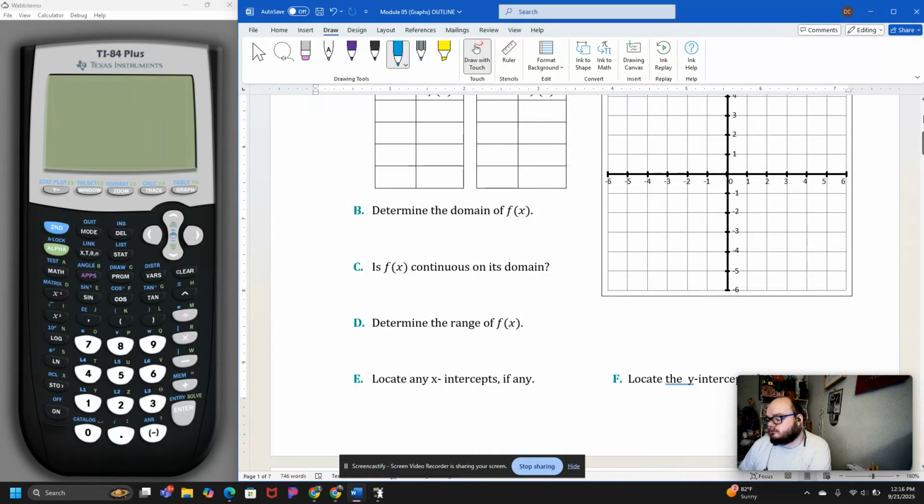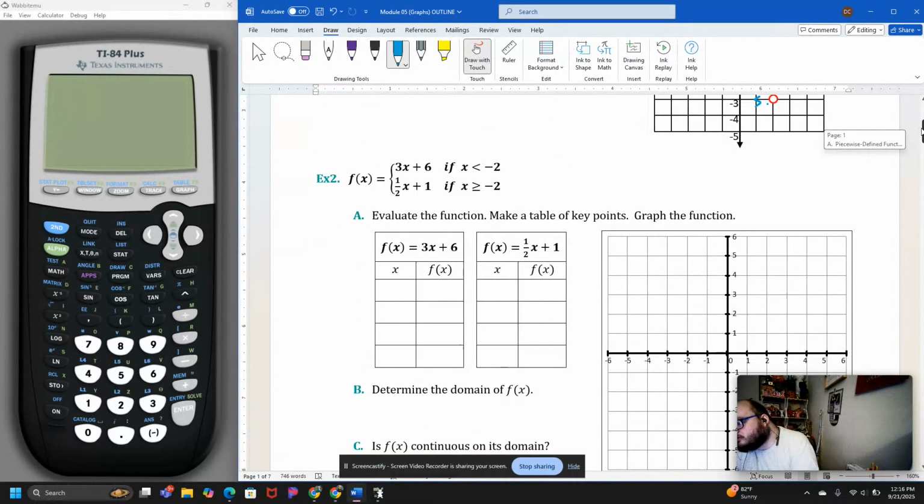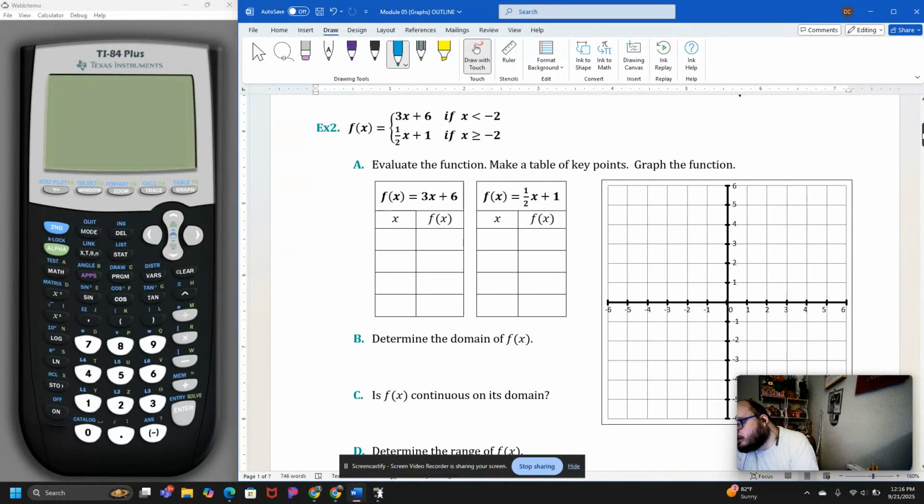Oh no, where is my little scroll wheel? My little scroll wheel is so small you can't see it.